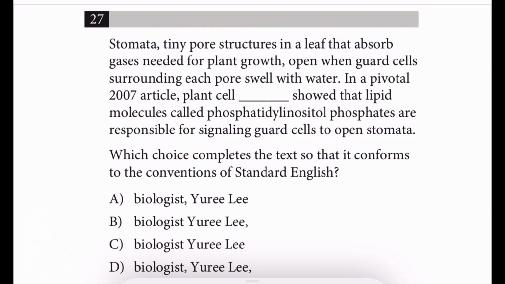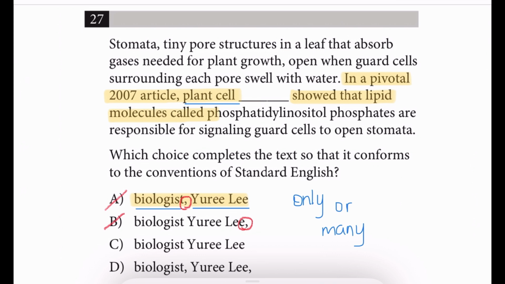In the second example, we're also going to focus just on the sentence. In a pivotal 2007 article, plant cell biologist Yuri Lee showed that lipid molecules called blah, blah, blah. So here, the question is whether Yuri Lee is the only plant cell biologist or one of many. And we also know that it has to have double commas or no commas. So we're going to eliminate A and B, which only have 1. And because Yuri Lee is obviously not the only plant cell biologist, but one of many, no commas are required, and the answer is C.